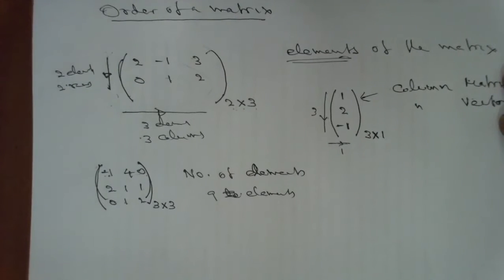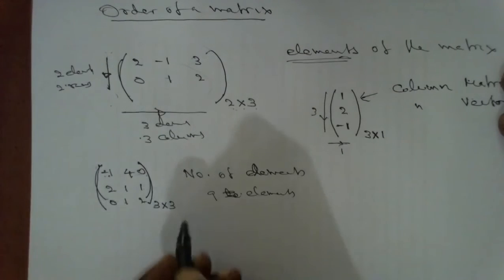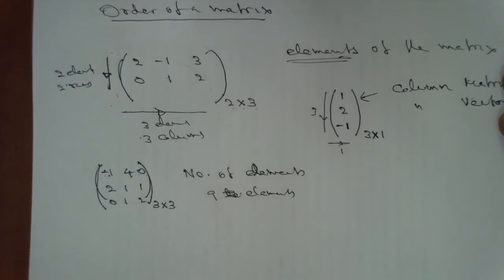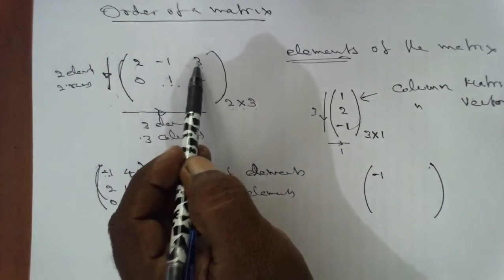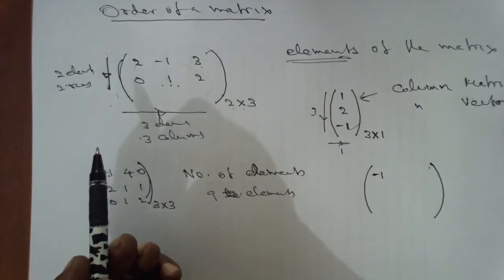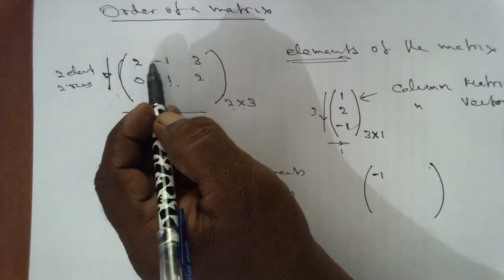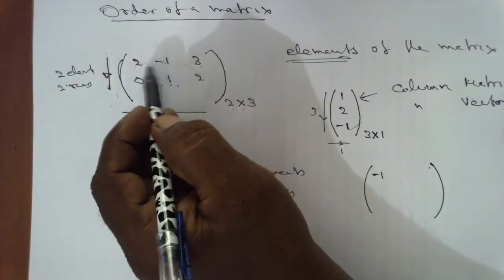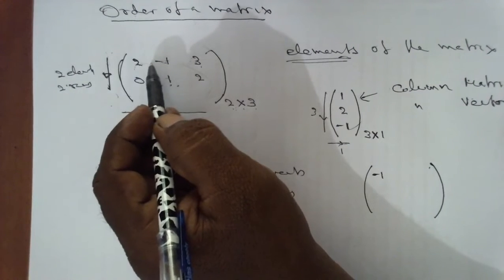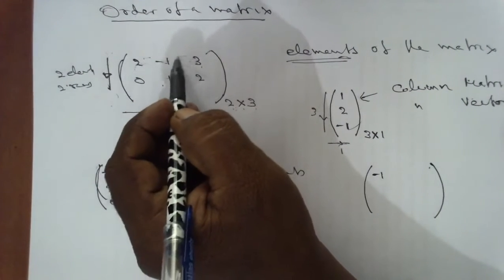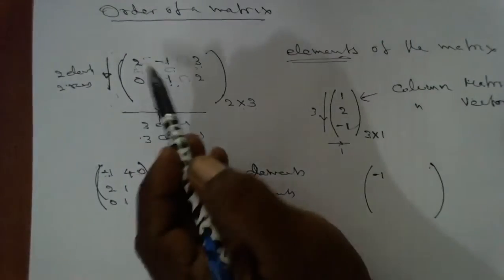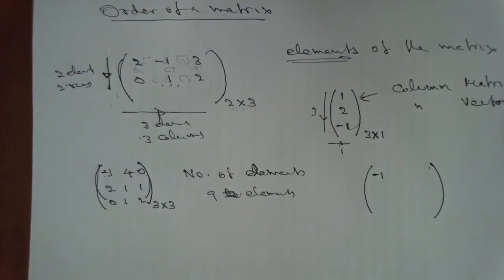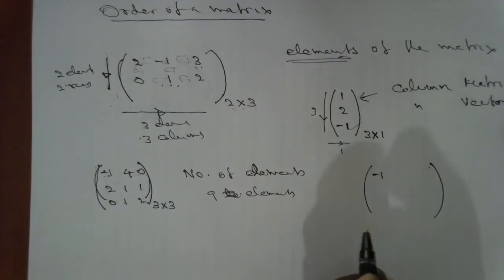Sir, but above you wrote only 2 elements and 3 elements. 2 elements. This has 6 elements, right? 3 columns and 2 rows, right? There's a gap between 2 elements. From that you can identify that these elements are separated by space here. You have to keep space between elements. From the spaces separating elements, there are 6 elements. Okay.